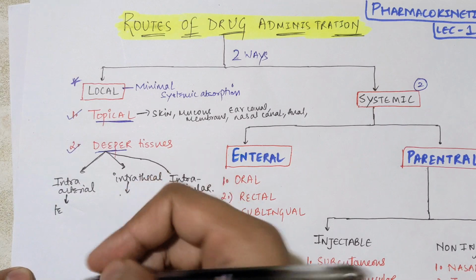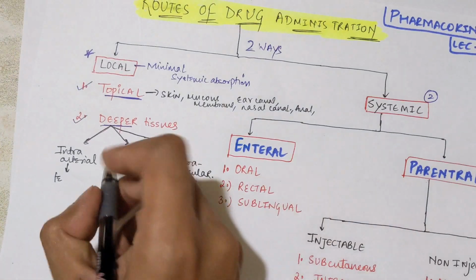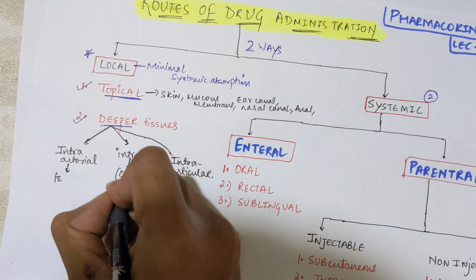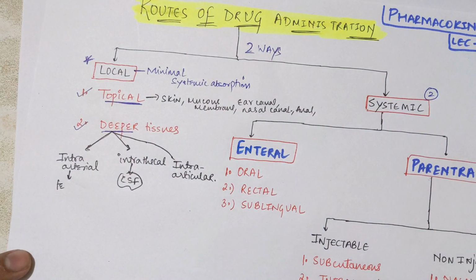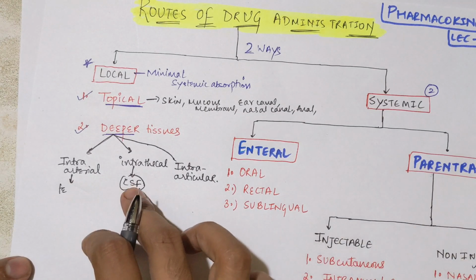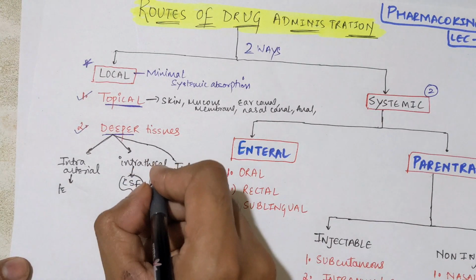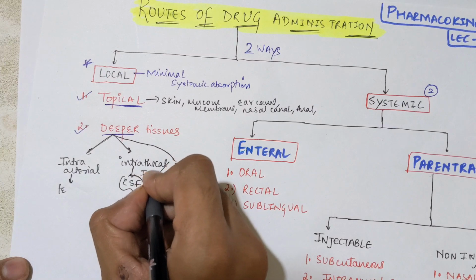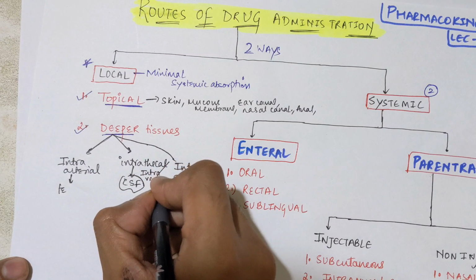Okay, so actually inside the spinal fluid, CSF, because if you give oral drugs, they have to pass the blood brain barrier, so there will be a delay in the absorption, so we use the intrathecal route. It is also called intraventricular, another name is intraventricular.